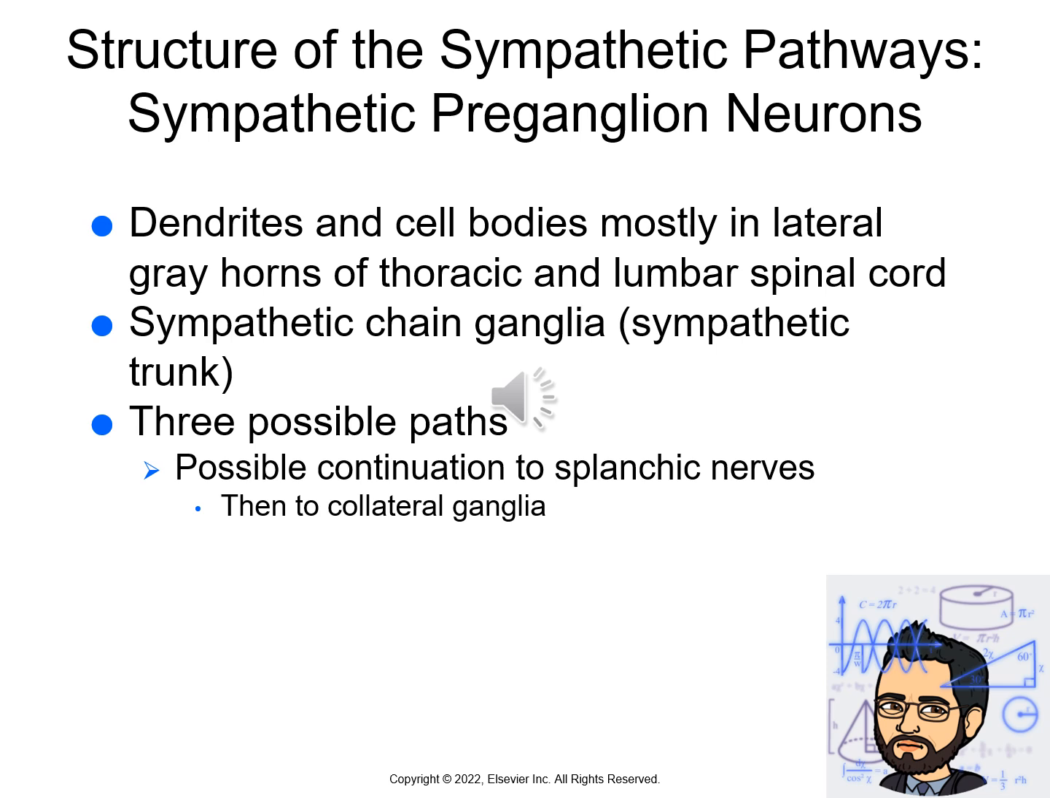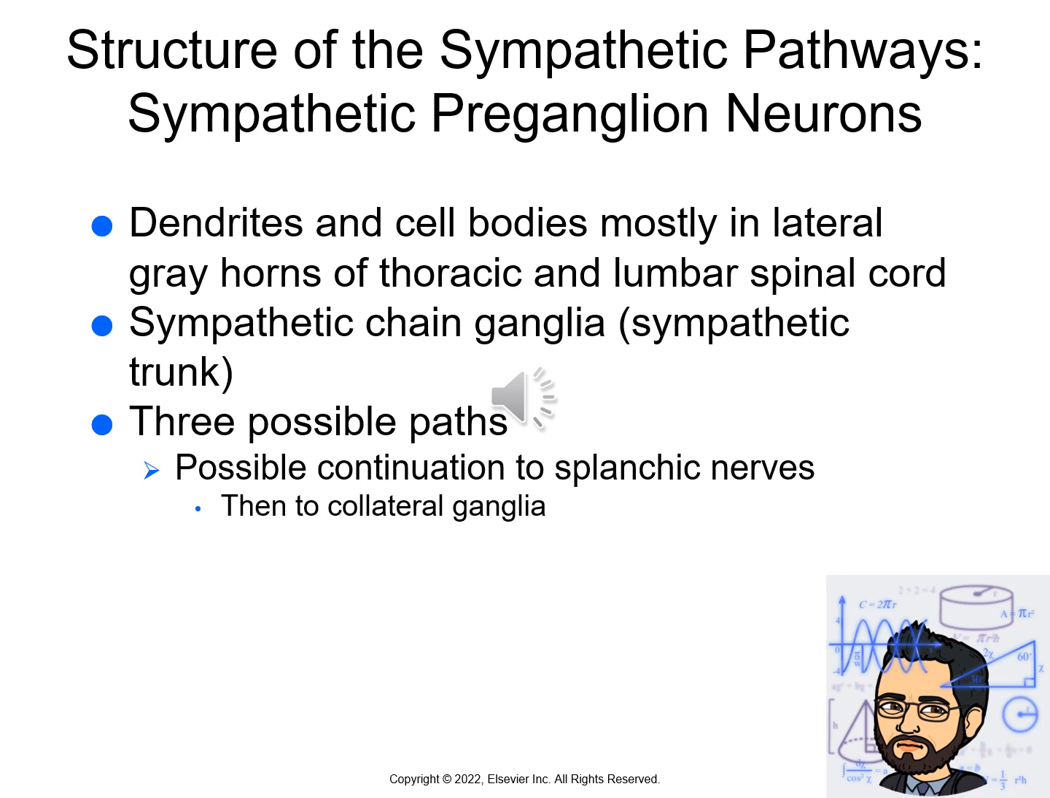The neurons have relatively short axons because they synapse in sympathetic ganglia. And you'll see this in an image soon enough. Right, so they synapse in the sympathetic ganglia that are close to the spinal cord.